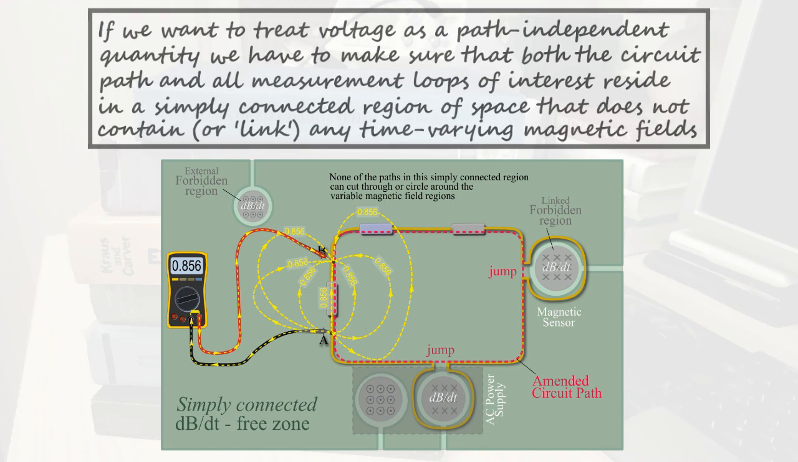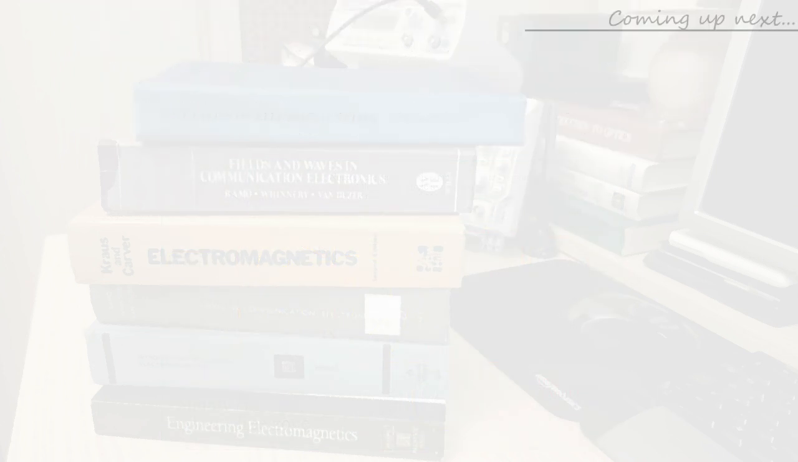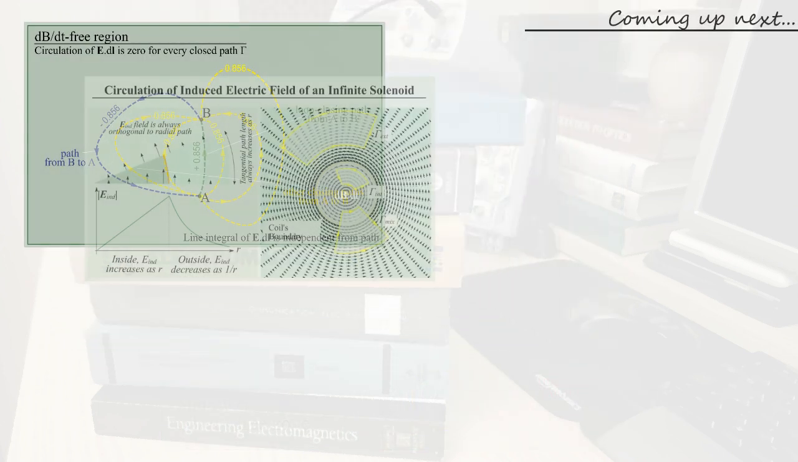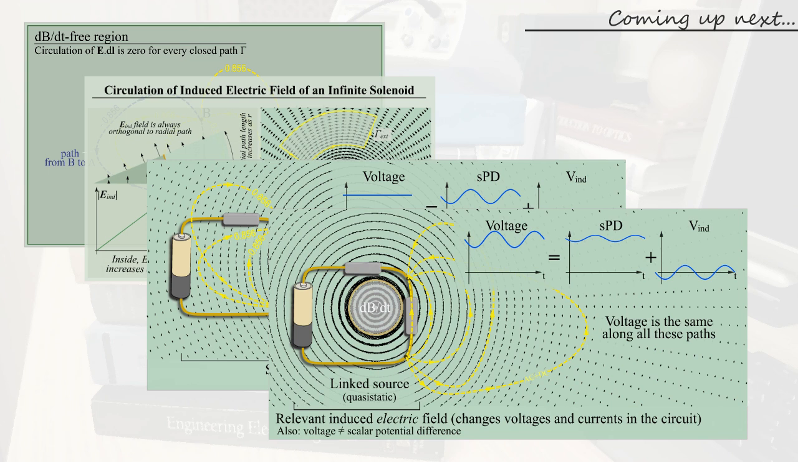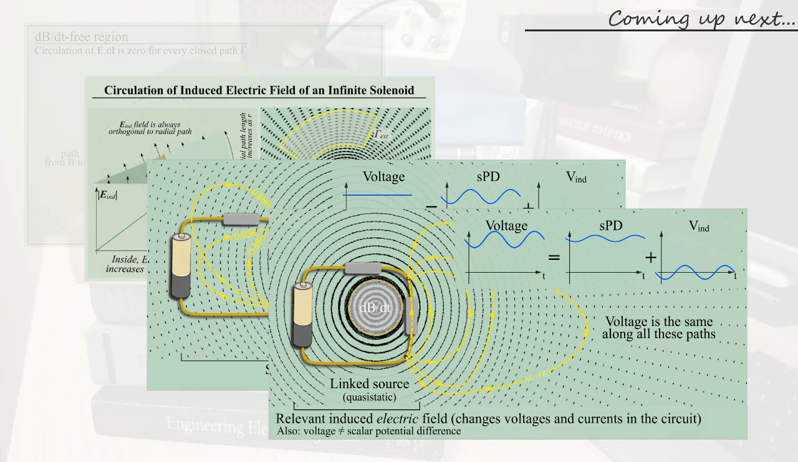The bottom line is, if we want to treat voltage as a path-independent quantity, we have to make sure that both the circuit path and all measurement loops of interest reside in a simply connected region of space that does not contain or link any time-varying magnetic fields. In the next video, I will get into a little more detail on what makes a zone safe and how the sources of magnetic induction alter in different ways voltages and scalar potential difference in a circuit.